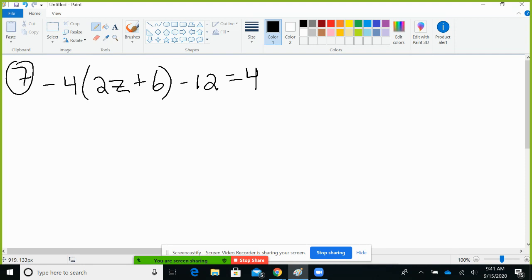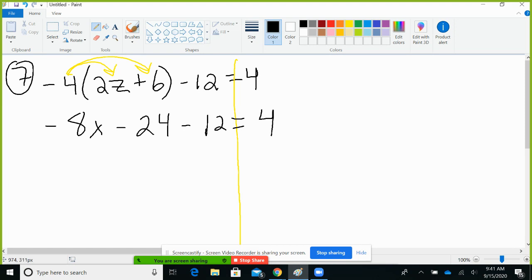All right, Bree, what would you like to do first? You can, if you'd like, distribute. And what do you get? -8z minus 24 minus 12 equals 4. Awesome. What do you want to do next?